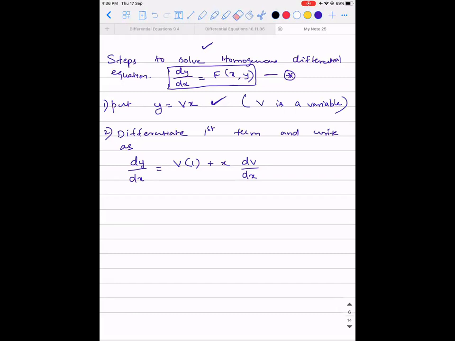Then we are going to differentiate the first step and write it as, I'm going to apply the UV rule. When you differentiate y, you're going to get dy by dx. dy by dx is equal to, applying the UV rule on the right hand side, v into derivative of x, which is 1, plus x into derivative of v, which is dv by dx. I hope it is clear.